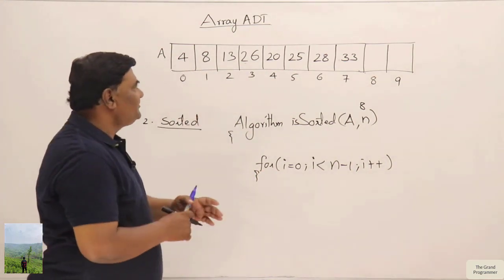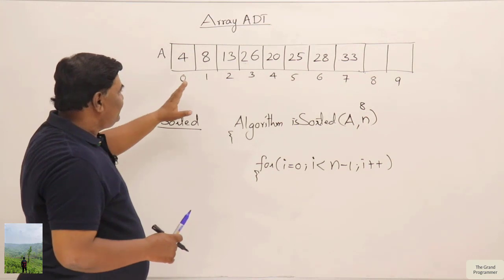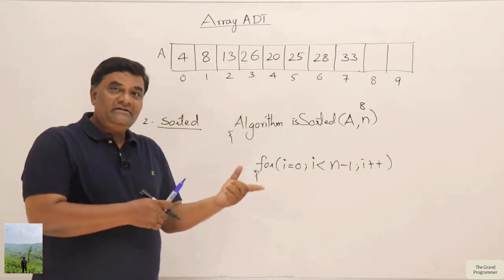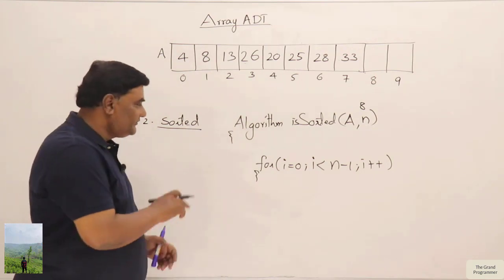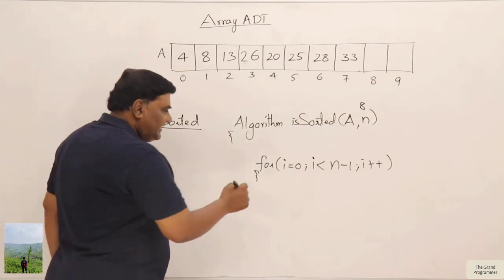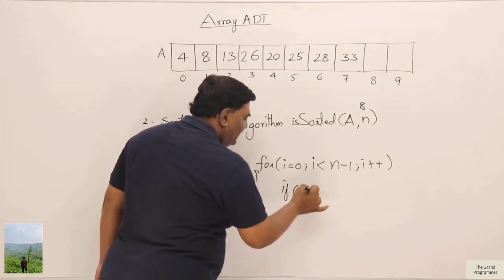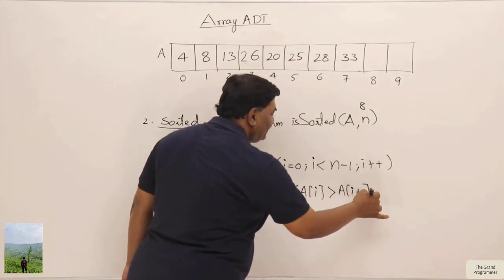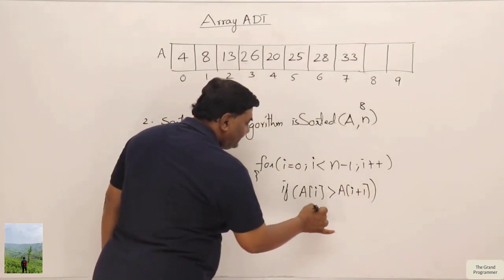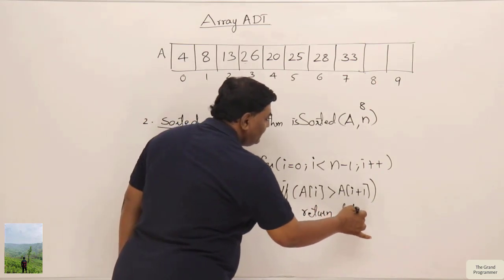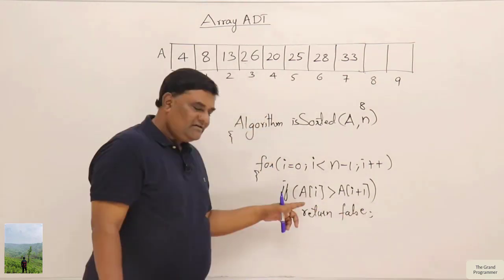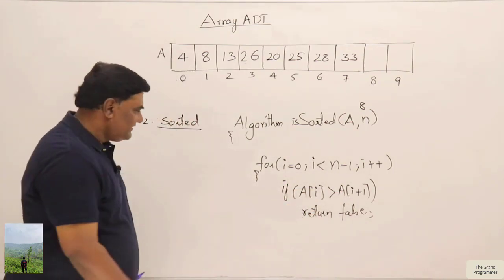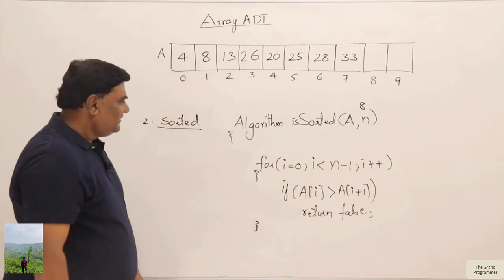Then in this, what do we have to check for? Is there any pair of elements where the first one is greater than the second one? It means the list is not sorted. So we check for the false condition. If a of i is greater than a of i plus 1, meaning any number is greater than the next number, then return false. It means the list is not sorted. If we got this condition satisfied, then we return false. And that's all, end of loop.